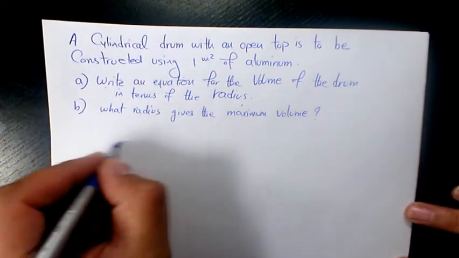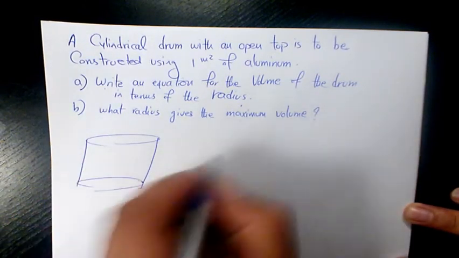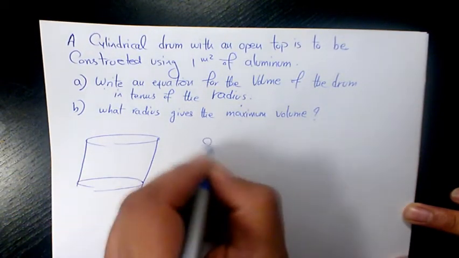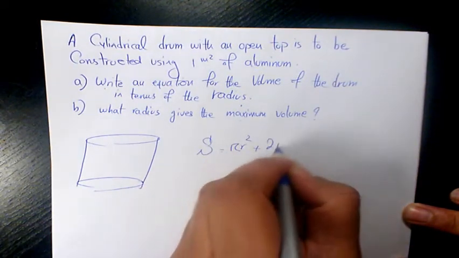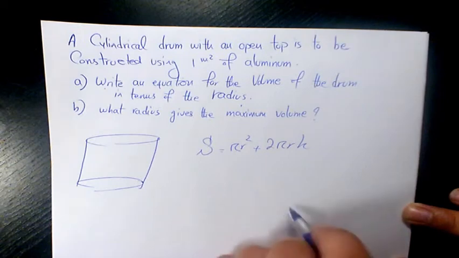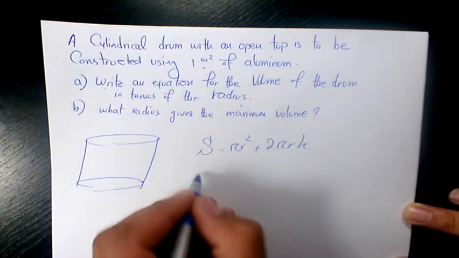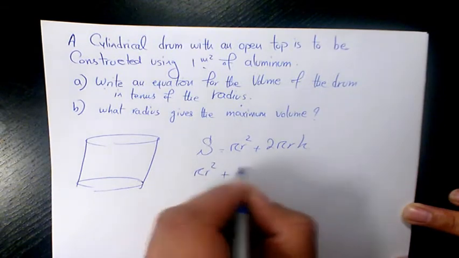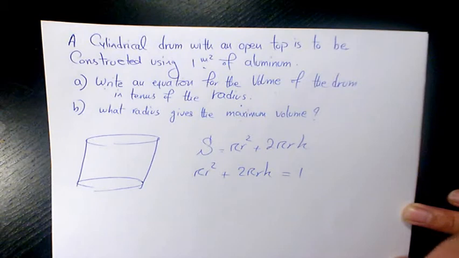So we have the drum, open top, so the surface area will be pi r squared plus 2 pi r h, and we made it out of 1 meter squared of aluminum. So pi r squared plus 2 pi r h is going to be equal to 1 meter squared.